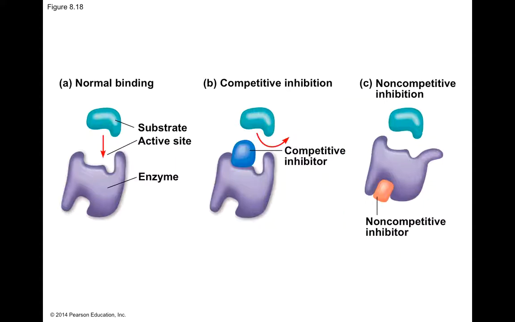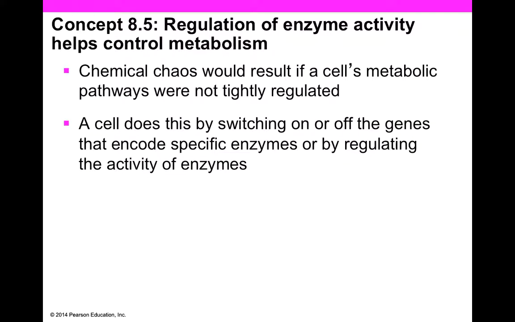So while the end result is the same, the enzyme can't catalyze the reaction, the way the chemicals go about it is different. One is direct, while the other is indirect. This last section discusses how these enzymes are controlled or regulated. Regulation is a big part of this course, and we'll see examples of regulation at many different levels of biology.